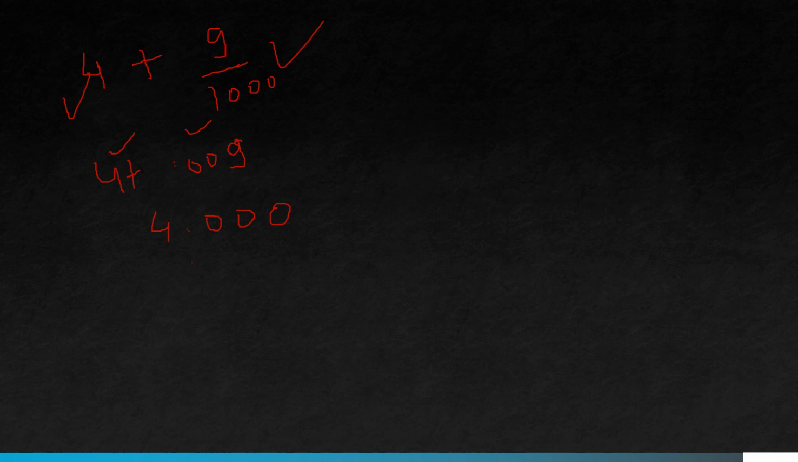Now we have converted this unlike decimal into the like decimal. Now we can easily add, right? Now when we add this, what will be the answer? 4.009. This will be your answer. This is how you can solve various examples.